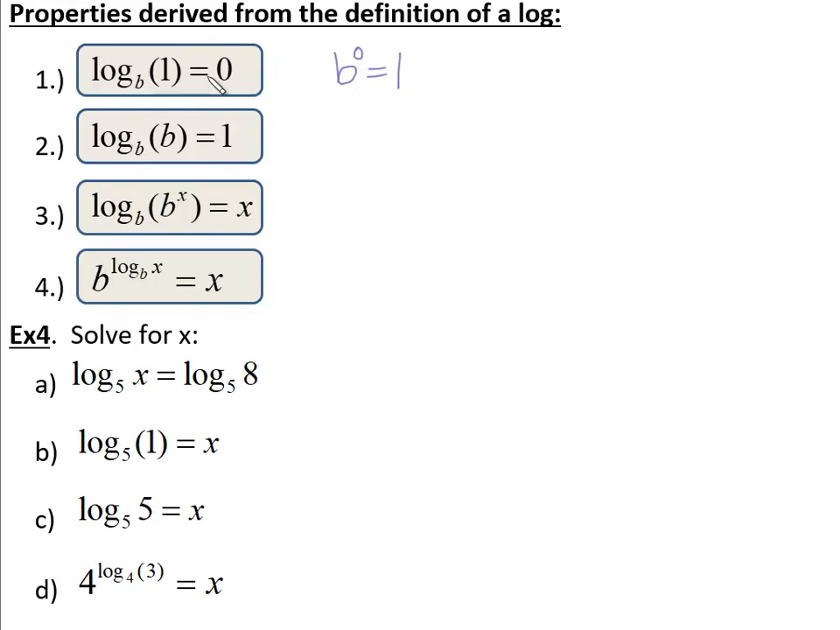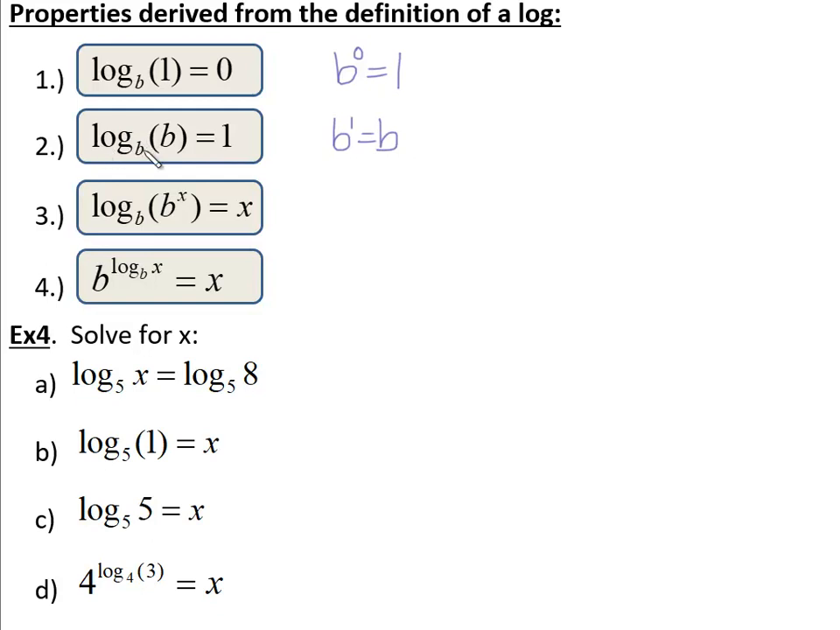So sometimes you'll see that. That's kind of a tricky one because you don't see it very often. But if you go to this form, you might remember it. Okay, so let's look at our next one. Log base b of b equals 1. So if we write this in exponential form, b to the first power equals b. And that seems to make sense to me.